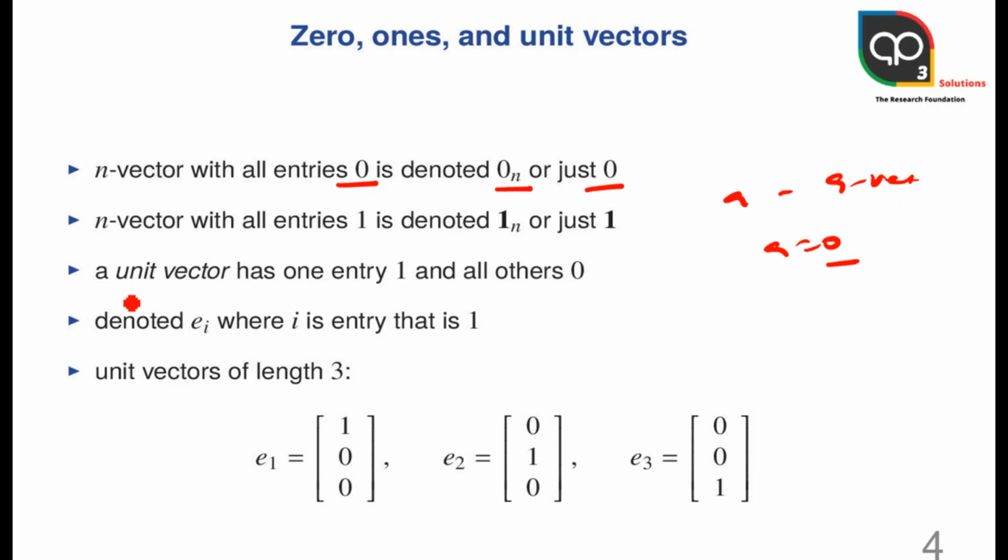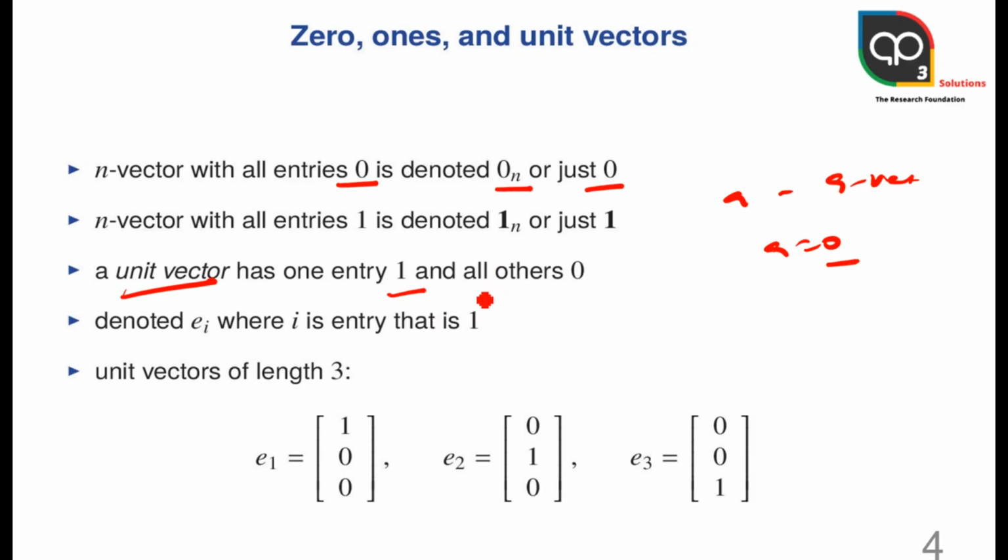Coming to the unit vector, as standard, a unit vector is a vector with all elements equal to 0, except one element which is equal to 1.